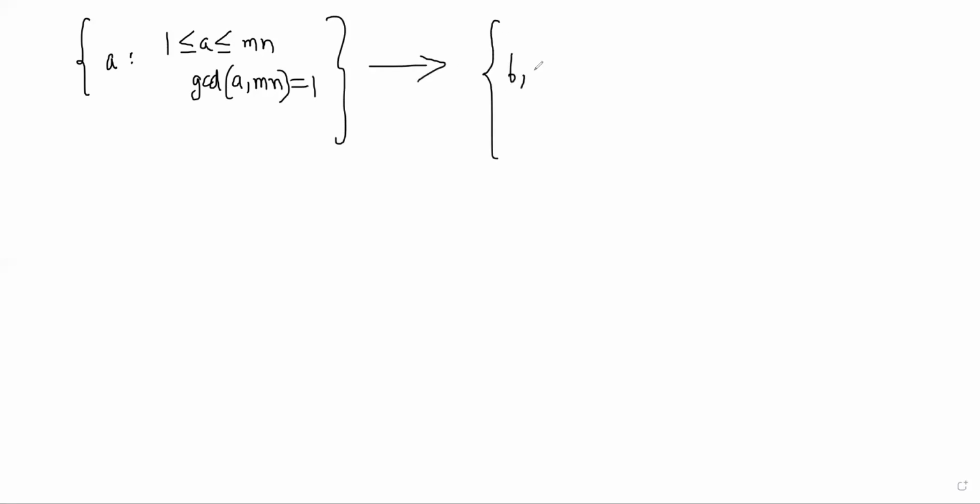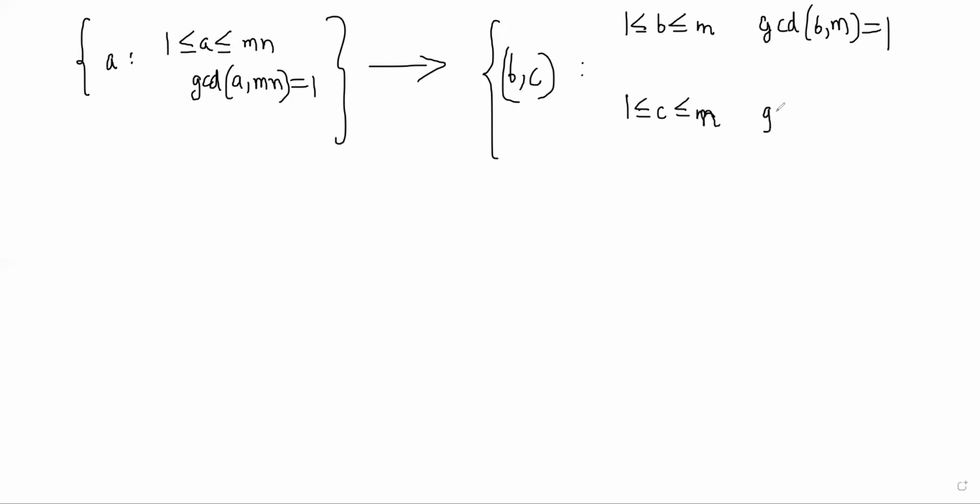I want to show that the set of A such that 1 is less than or equal to A is less than mn, GCD of A and mn is 1, maps to some pair B, C such that 1 is less than or equal to B is less than or equal to m, GCD of B and m is 1, and 1 is less than or equal to C is less than or equal to n, GCD of C and n is 1. Can we make a relation between an element here and an element here?